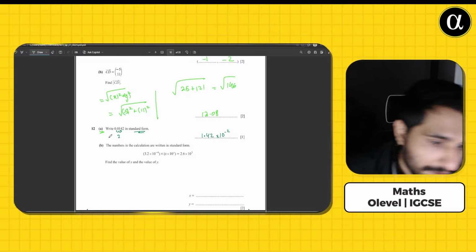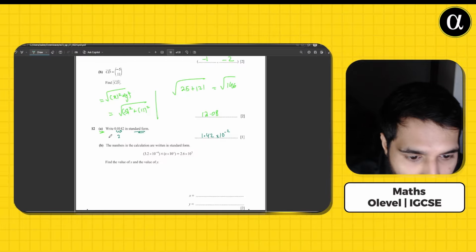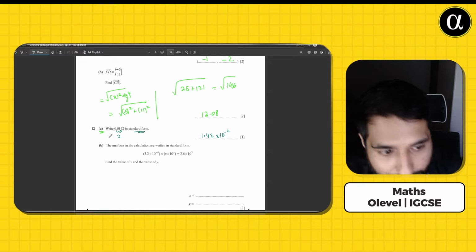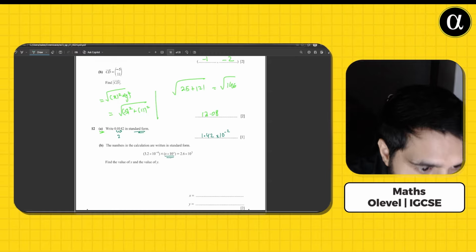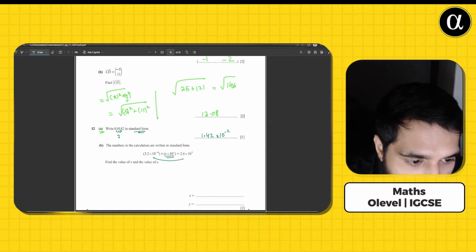Part B states the numbers in the calculation are written in standard form. Find the value of x and the value of y. So this is x and y. We need to make this the subject, so this number will be moving to the other side and it will be divided.